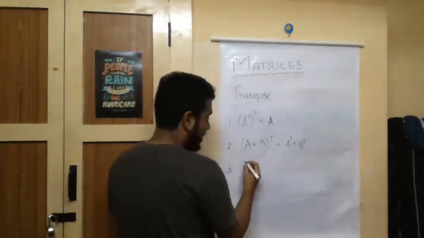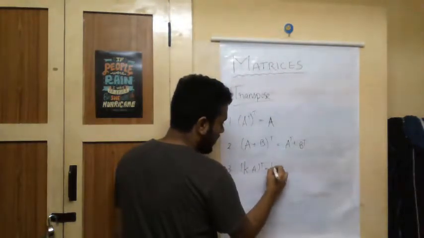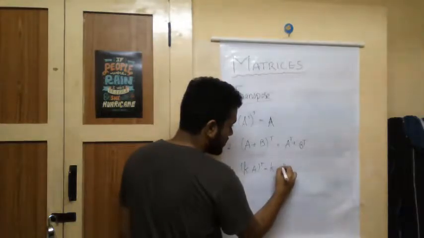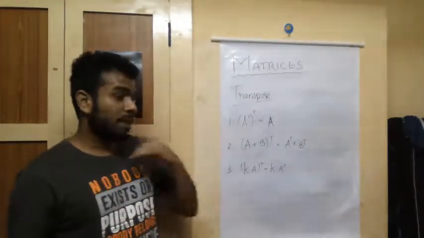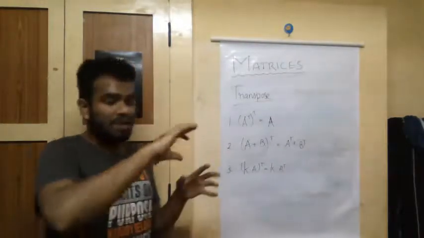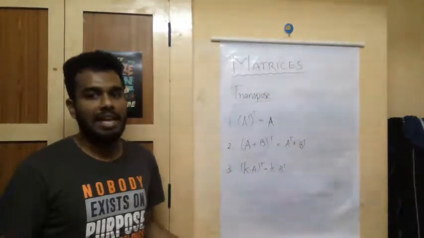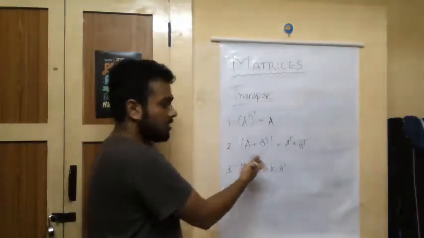The third one is when we multiply by a scalar. So (K into A) transpose is nothing but K into A transpose, because the scalar times a matrix is that scalar multiplied into each and every single element of that matrix. So even if we change the rows and columns, the scalar is going to be multiplied with each and every element anyway. So transpose doesn't affect the scalar.